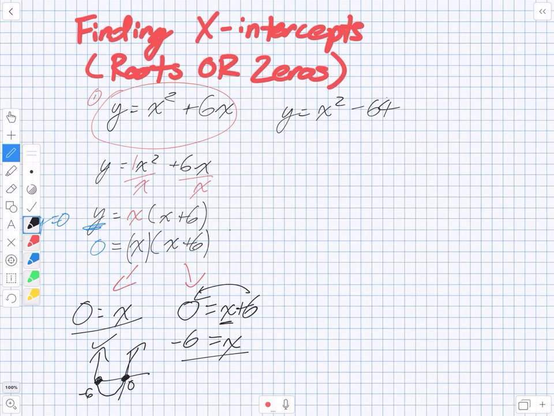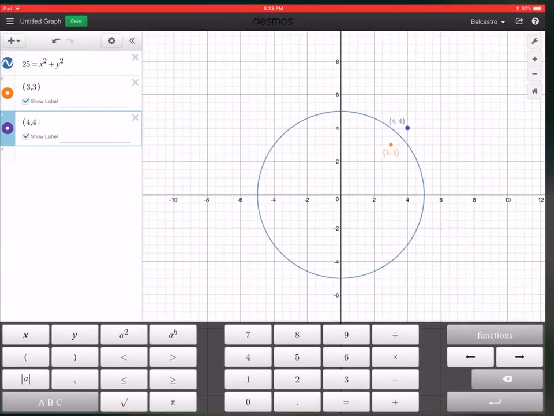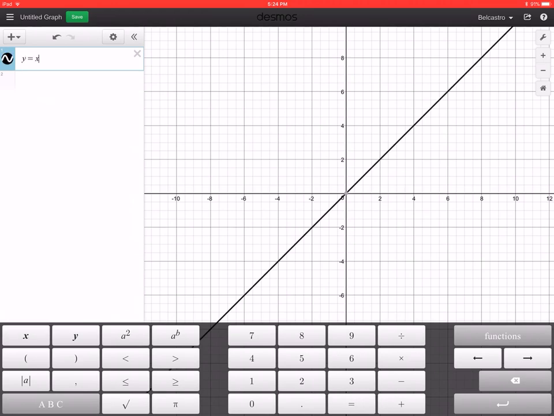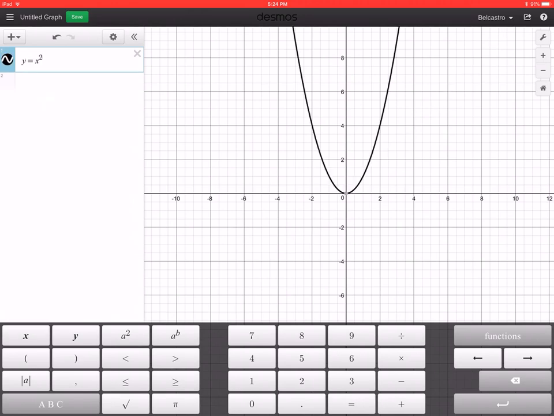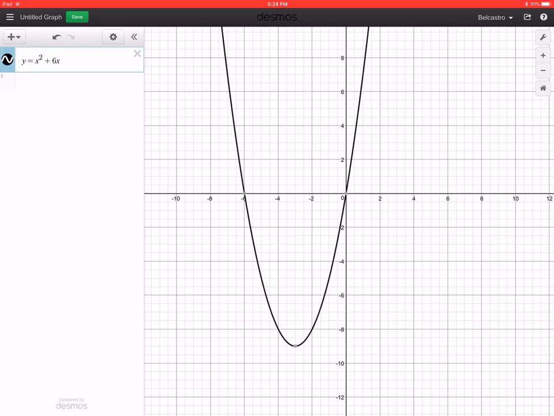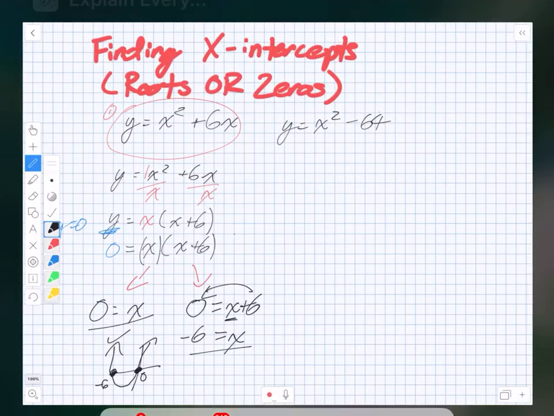So we're going to double check this question in Desmos. Y equals x squared plus 6x. Here we go. And if we take a look, we have one at negative 6 and one at 0. Great. That's one method of solving it. Let's go back to it. I'm going to show you another method.